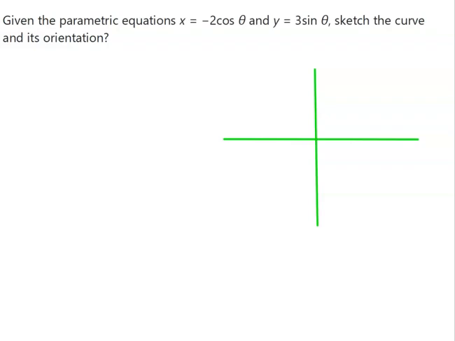Hi guys, so today we're going to go over eliminating the parameter with trig functions. I did note the steps in the previous video, so make sure to go over those and list the steps down, because we're just going to apply it today here in this video.